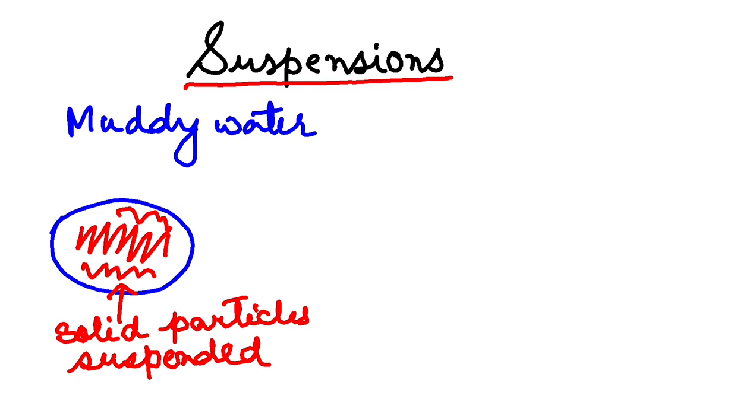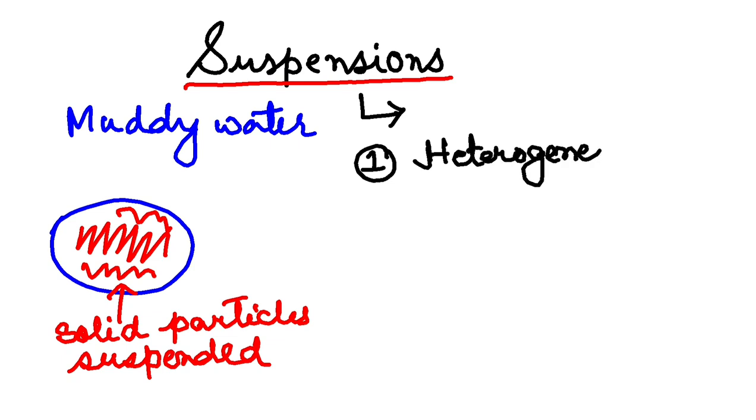So let us now learn the properties of a suspension. There are four properties you have to understand. First, it is a non-homogeneous, or you can say heterogeneous, mixture. Heterogeneous mixture, obviously, because there is no uniformity, right? You can physically see the mud and the water separately. That's why it is a heterogeneous mixture.